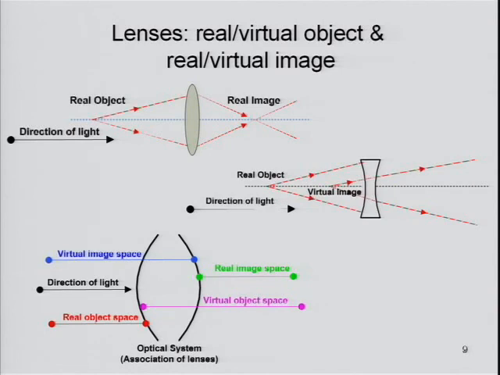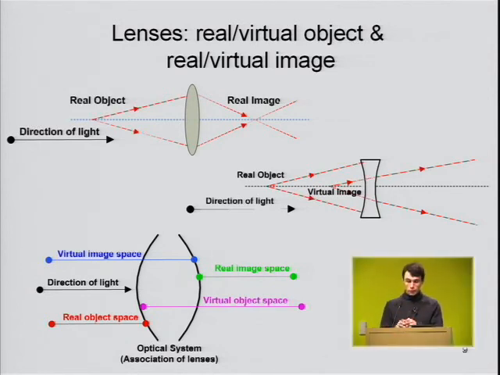So, first, the notion of real and virtual object, real and virtual image. If I look at this first example at the upper left, considering a real object, per se a bulb, usually with a mask with, for instance, a letter in it, so that I have light emerging from this object.